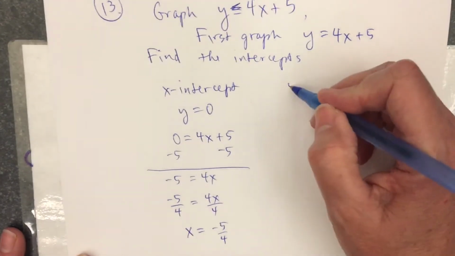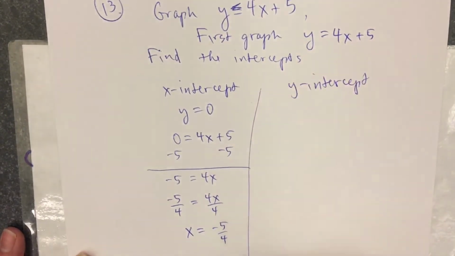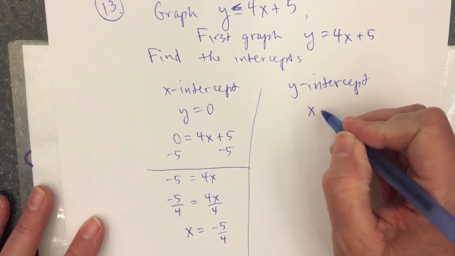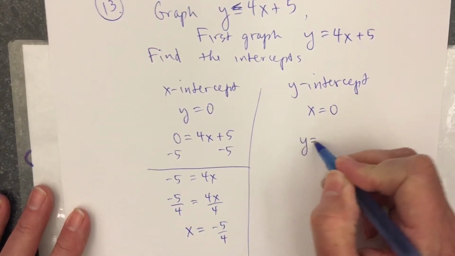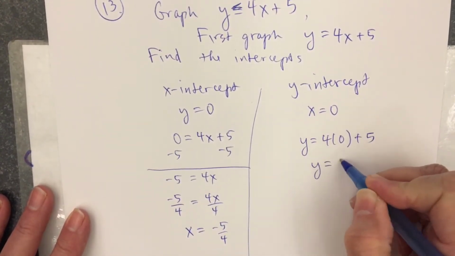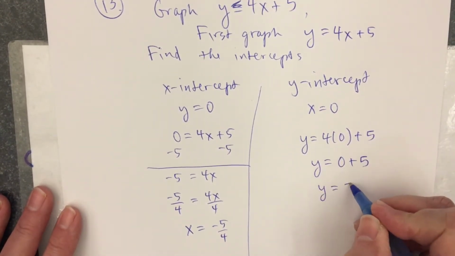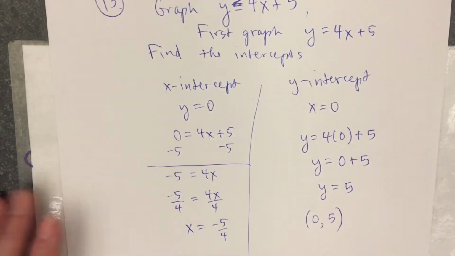Then the y-intercept. At this point, forget about everything you did for the x-intercept, because we're starting, finding a brand new point. For the y-intercept, x equals 0, I'm going to get y equals 4 times 0 plus 5. 4 times 0 is 0. So y equals 0 plus 5, and y equals 5. So the y-intercept is 0 comma 5.